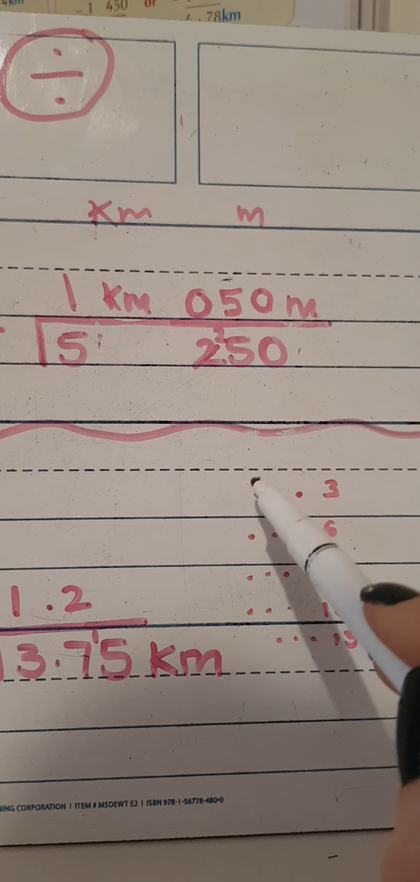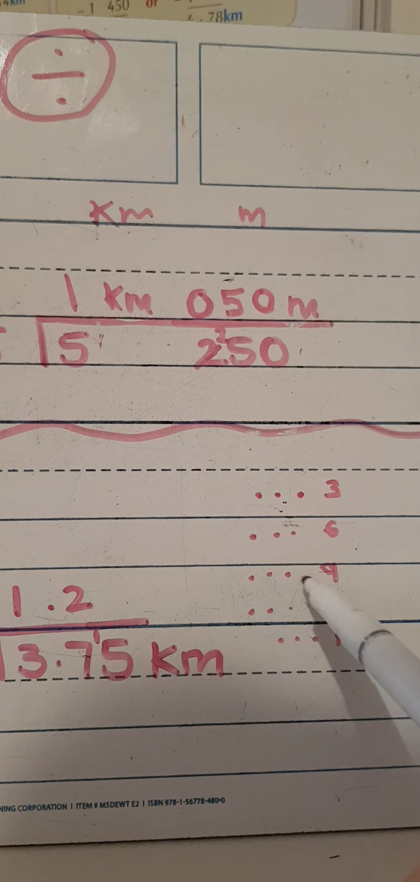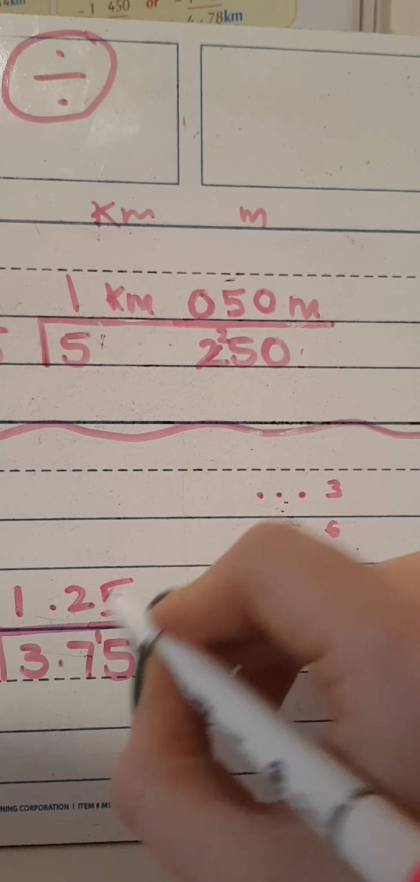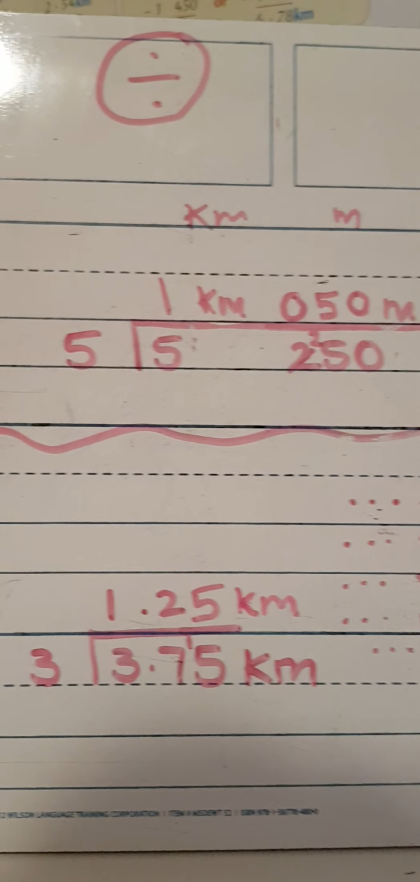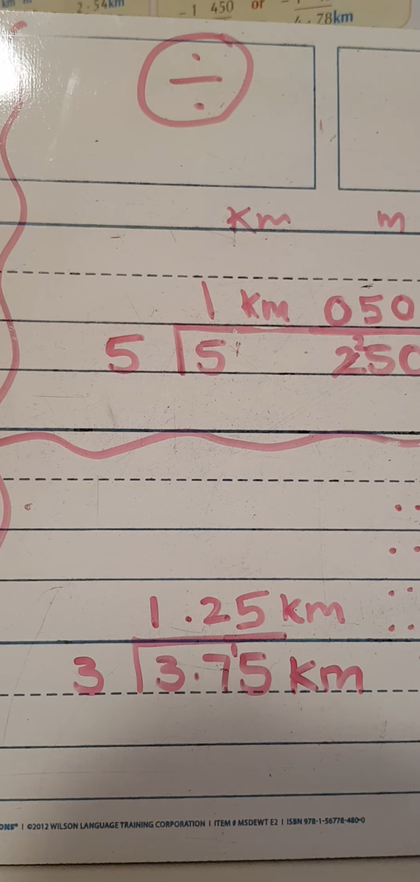Let me check how many times. 1 group, 2 groups, 3 groups, 4 groups, 5 groups. So it fits in 5 times. And I keep my kilometer in the same place. And my answer is 1.25 kilometers.